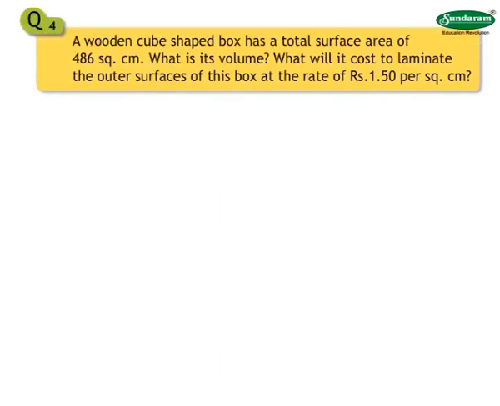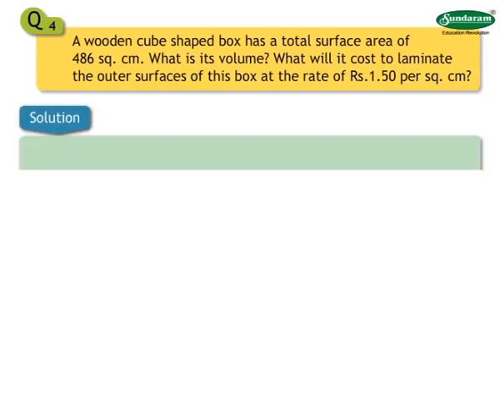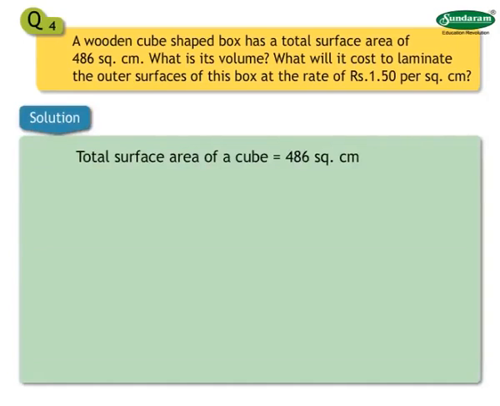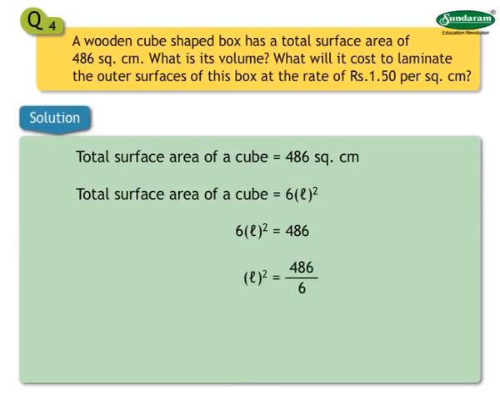4. A wooden cube-shaped box has a total surface area of 486 square centimeters. What is its volume? What will it cost to laminate the outer surfaces of this box at the rate of rupees 1.50 per square centimeter? Solution. Total surface area is 486 square centimeters. Total surface area is equal to 6 into length square, so 6 into length square equal to 486. Length square is equal to 486 upon 6 equal to 81. Therefore, length is 9 centimeters.